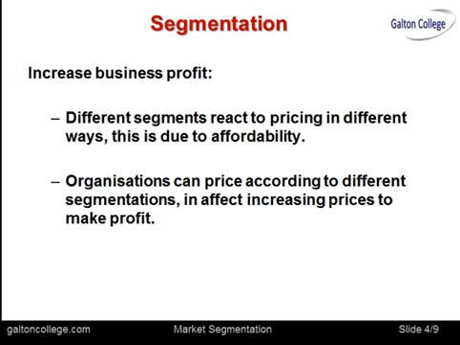Now this means that business profit may increase. Different segments react to pricing in different ways due to affordability. So there may be segments that are quite affluent and segments that are not so affluent. Perhaps with the more affluent ones, there may be an opportunity for the business to charge a little more. And even if it's not based on price, simply selling more as a consequence of the segmentation will generate more revenue anyway, which should be more profitable. Organizations can price according to different segments, in effect increasing prices to make a profit. But as I said, it may also be more profitable simply because there are more sales, because the product is more targeted at the customer, and therefore the customer buys more of the product.